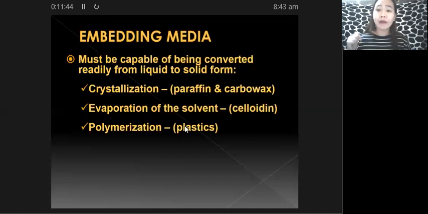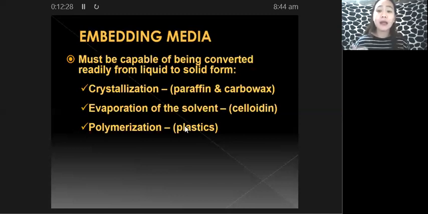And after the process of infiltration, your media is the one that you use for embedding. The solid form of your media is important during the embedding process. Otherwise, you will not be able to come up with your blocks or enclose your infiltrated tissue sample. So the liquid form is important for infiltration, and the solid form is important for the embedding process. That's why it has to be convertible from liquid to solid.